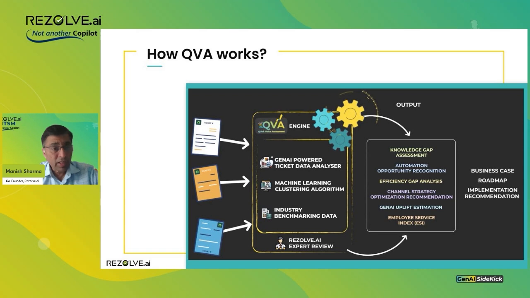And we have already used this approach for multiple customers and found great output. That's why we are launching it as a wider service offering, because this was done with a few customers, fine-tuned and all that. And essentially, what it'll tell you is the knowledge gap assessment, the automation opportunity, and your channel strategy, whether it's optimized or not. It's going to tell you how much of an uplift you are going to get if you apply a Gen AI based virtual support agent.